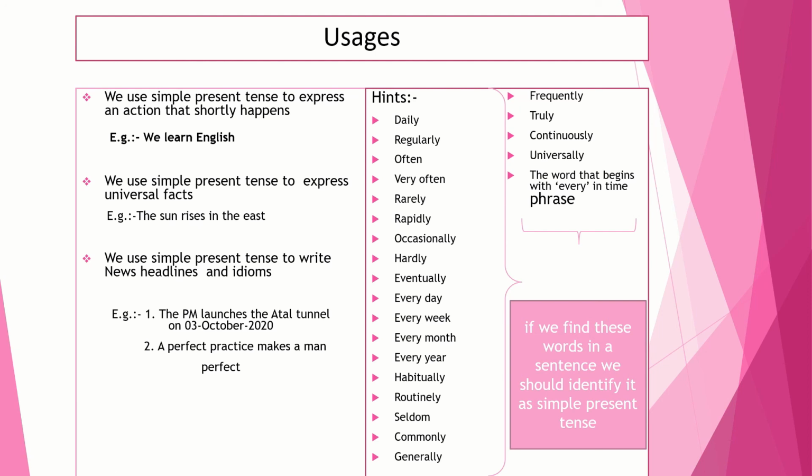ఓకే, ఇవన్నీ కూడా కీవర్డ్స్. If we identify these keywords in a sentence, we have to identify that sentence as in simple present tense. ఆ సెంటెన్స్ సింపుల్ ప్రజెంట్ టెన్స్‌లో ఉందని మనం కనుక్కోవాలి. If we find these words in a sentence, we should identify the sentence as simple present tense. Okay, this is simple present tense.